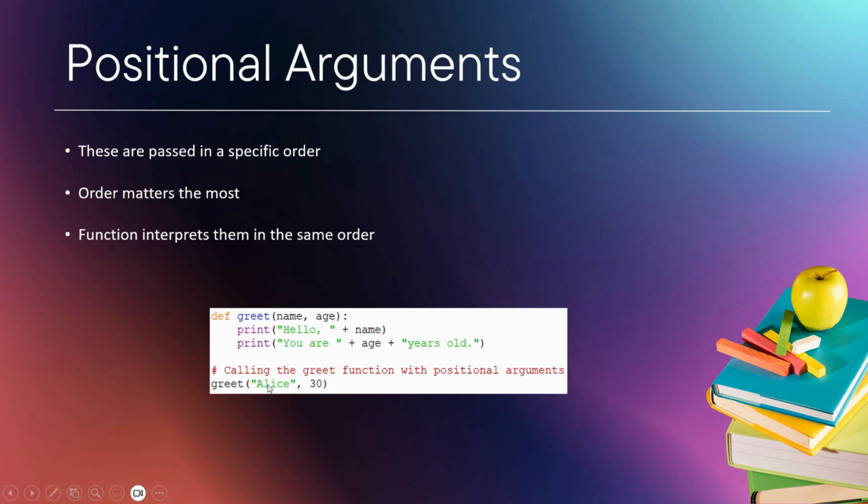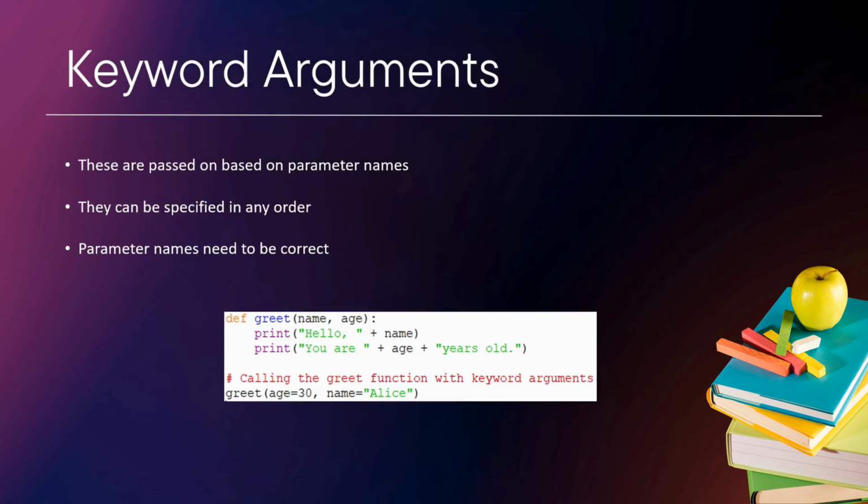Now if I switch the order, if I put 30 and then Alice, it will still work the same way. Name will now have the value of 30 because it does not understand the logic or semantics of how we are passing the arguments. It will say, okay, in the first position is this one. The second position parameter will have the second argument, if there are more, the third one will have the third, and so on. So whenever we are using positional arguments, we have to be aware of this.